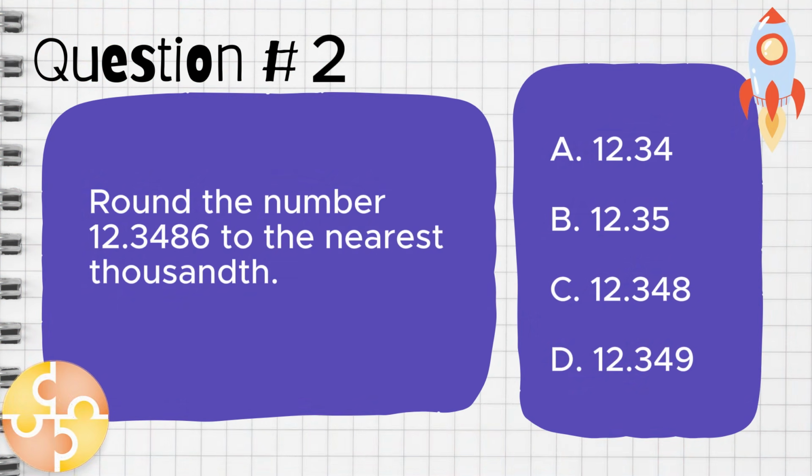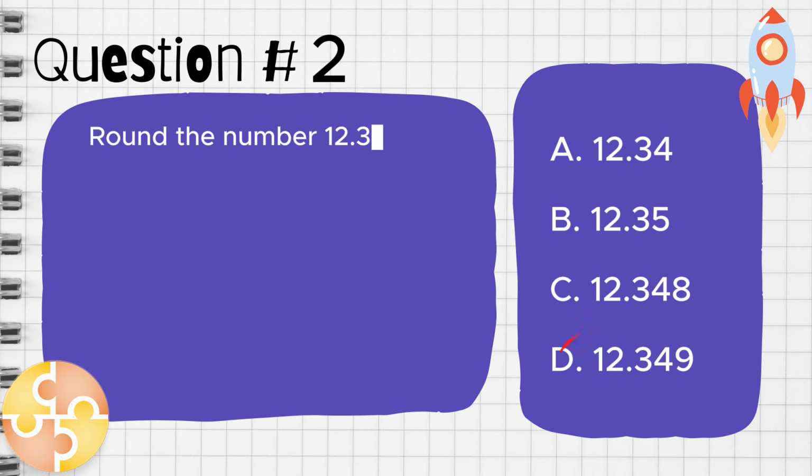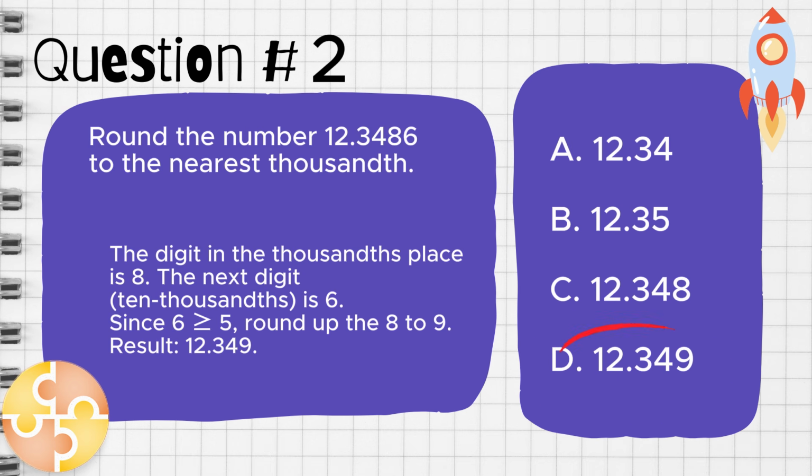Time's up. The correct option is D. 12.389. Here's why. The digit in the thousandths place is 8. The next digit, the ten-thousandths, is 6. Since 6 is greater than or equal to 5, round up the 8 to 9. Result, 12.389.